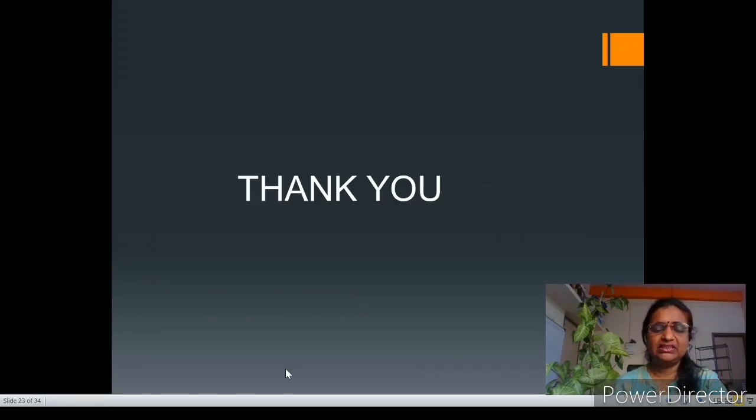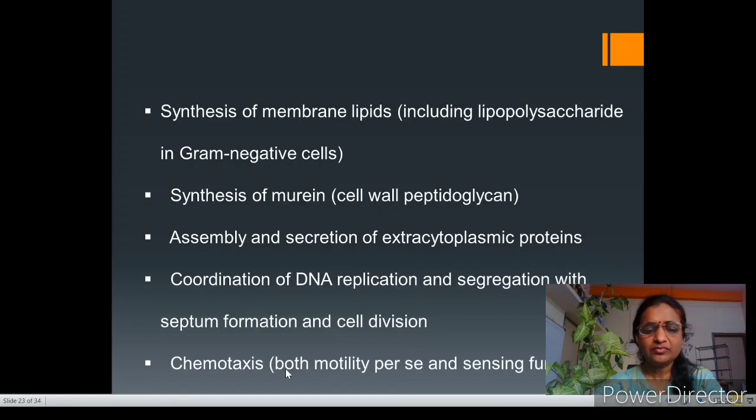And the last function is that the cell membrane is chemotactic. Motility of the cell is also governed at the cell membrane. The energy required for the motility, the energy required for the motion of rotors, is also associated with the cell membrane. So that is how we can see that the cell membrane is a vital part, and that's why I said the cell membrane is the heart of the cell.